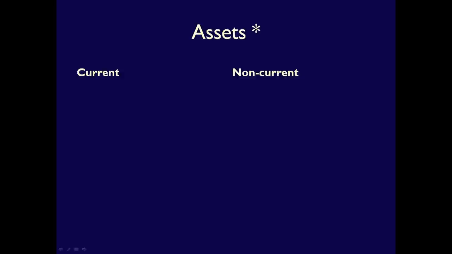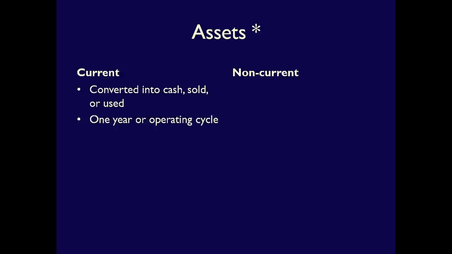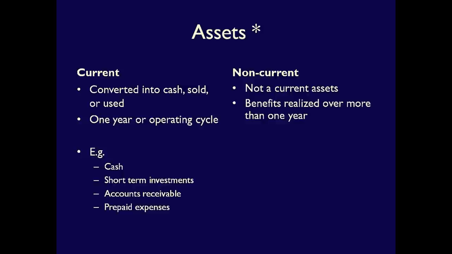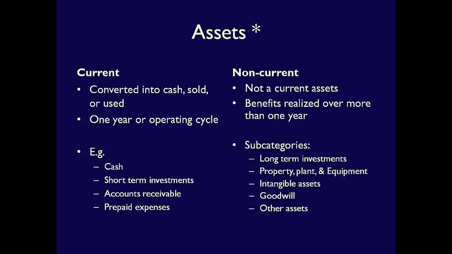Current assets are any assets that will be converted into cash, sold, or consumed within 1 year or operating cycle, whichever is longer. A few of the more common accounts found in this grouping are things like cash and prepaid expenses. Non-current assets are any assets that do not meet the definition of a current asset. These are resources that will be converted into cash, sold, or used up over more than 1 year. They're divided into five subcategories: long-term investments, property, plant, and equipment, intangible assets, goodwill, and other assets. In order to better understand the accounts that go into current and non-current assets, I suggest you check out the Financial Statement Element video, which lists, defines, and describes all the different accounts under each category.